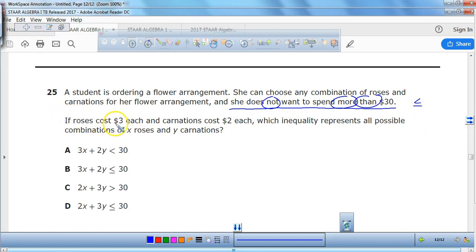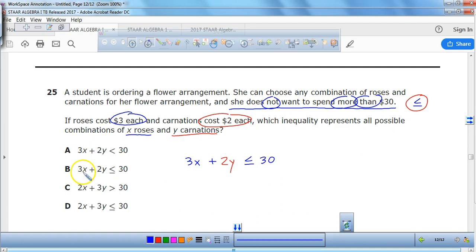Now it says if roses cost $3 each and carnations cost $2 each, which inequality represents all possible combinations of x roses and y carnations? So we have x roses. Roses are 3, carnations are 2. All right, so here we go. We have 3 goes with the x. We're going to add $2 per carnation, which is y. And this is where we use our inequality symbol. So all of that is less than or equal to the max you want to spend, which is 30.